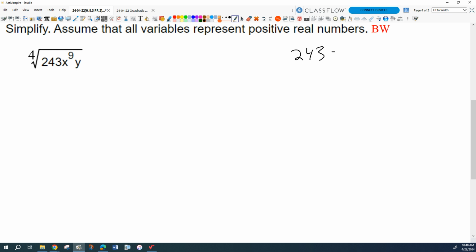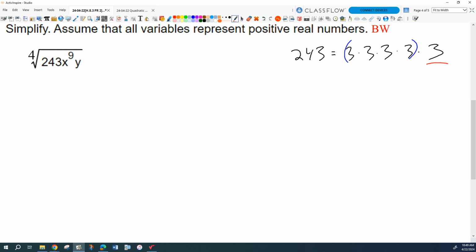Good. So 243 equaled just five 3's, didn't it? It's just 3 to the 5th. So that gives us a quadruple 3. I think I'm changing my colors around though. It gave us a quadruple 3, and then I had one single, right? And then how about x to the 4th root of x to the 9th?